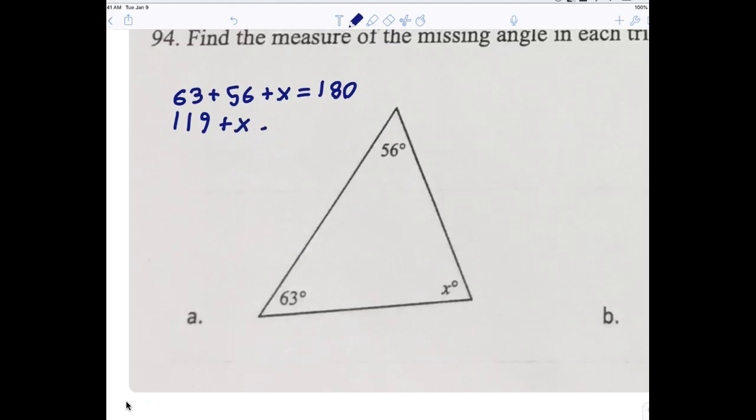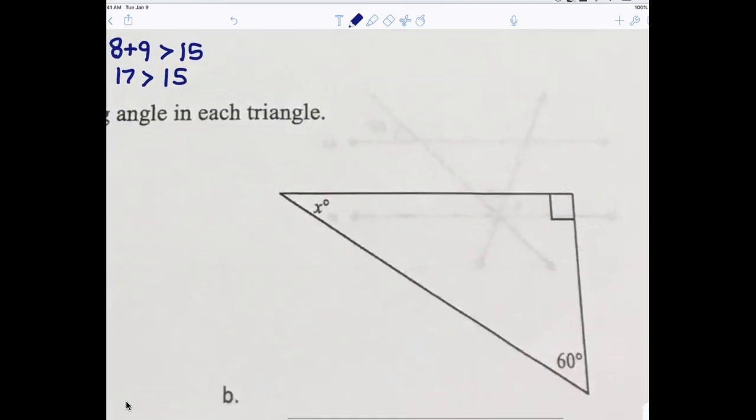Now what? You subtract 119 on both sides. So x is equal to 161? No, 61. Come on now, be careful with that, okay? Very good. 61 degrees. Okay, tell me about the next one.